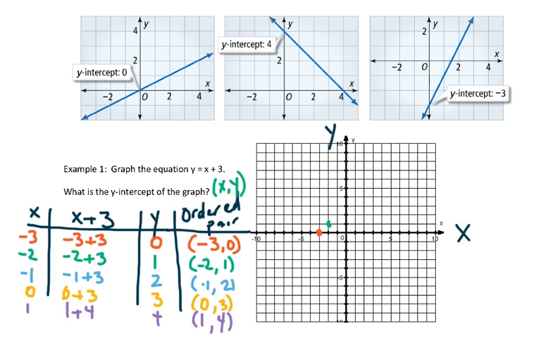-1, 2, I'm going to go -1 on my x, 2 on my y, so my point is right there. Next I have 0, 3, so I'm going to go 0 on my x, so I don't go left or right, and I go 3 on my y value, so it's right there. And last I have the point 1, 4, so I'm going to go 1 on my x value, on my x-axis, and 4 on my y value, so my point is going to be right there.